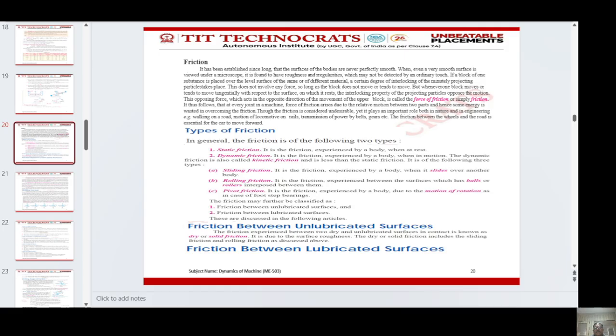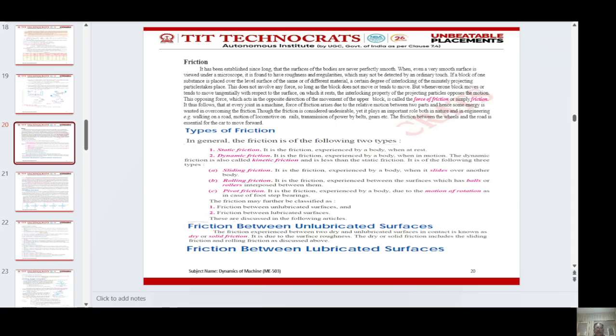Sliding friction is the friction experienced by a body when it slides over another body. Rolling friction is the friction experienced between surfaces which have balls or rollers interposed between them. Pivoted friction is the friction experienced by a body due to the motion of rotation, as in the case of foot step bearings. Friction may be further classified as friction between unlubricated surfaces and friction between lubricated surfaces.